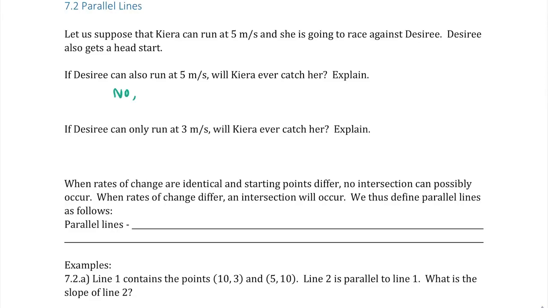Well, because if they're running at the same speed, but they start at different points, then the distance between them will be constant. So at the same speed, the distance between them is constant.